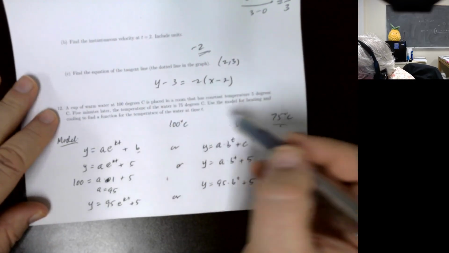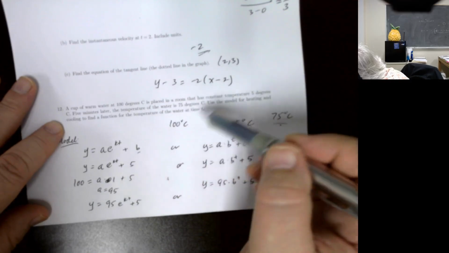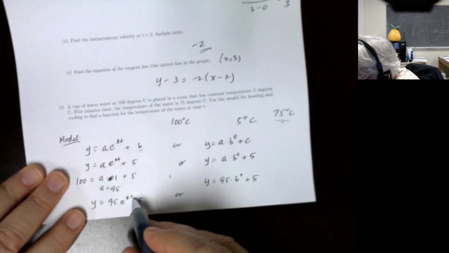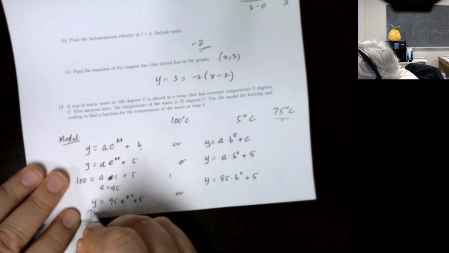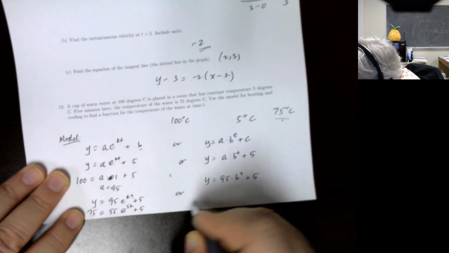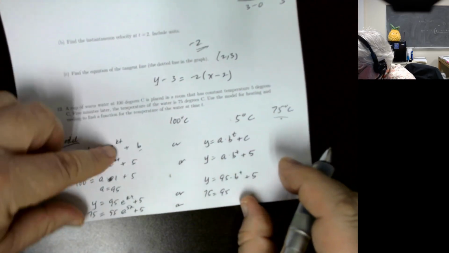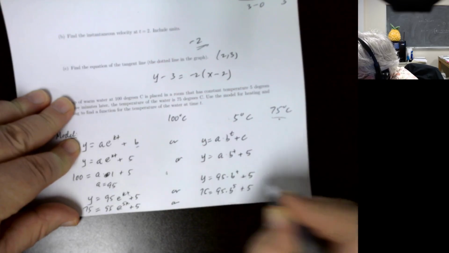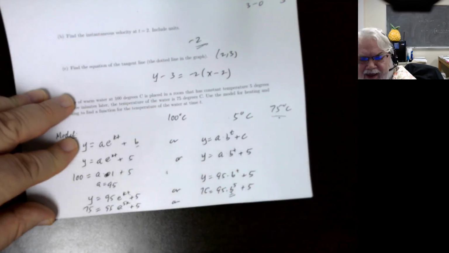So in 5 minutes, we're going to use t being in minutes. Since it's not defined that way, we can go ahead and say that it is. So t is measured in minutes, and after 5 minutes we get 75 degrees. So 75 equals 95 e to the 5k plus 5, or you would have 75 equals 95 times b to the 5, plus 5. Now this is where it gets a little bit more complicated, but it's not that much more complicated. In this case you would solve for b, and in this case you would solve for k.